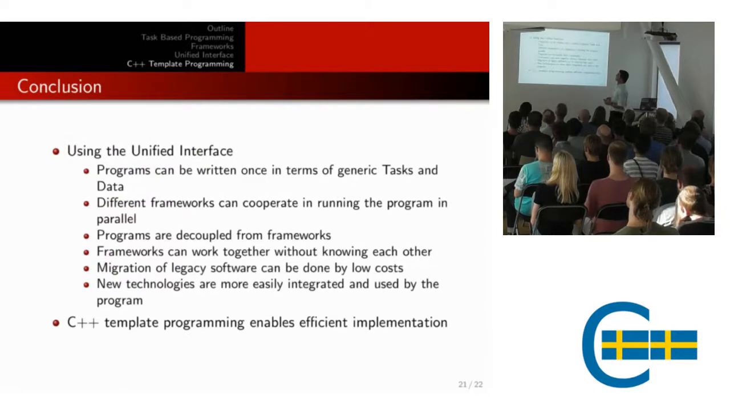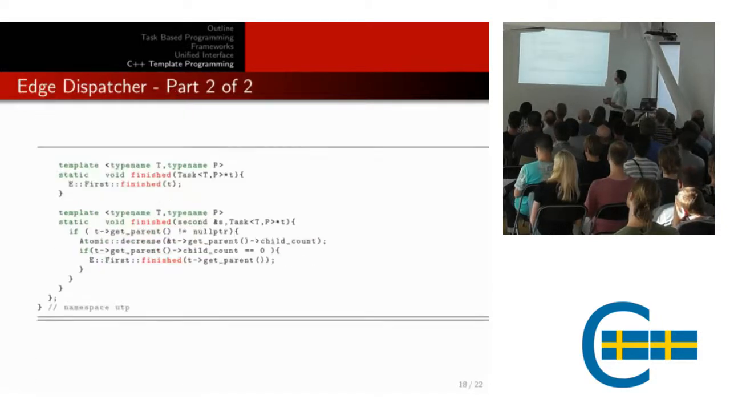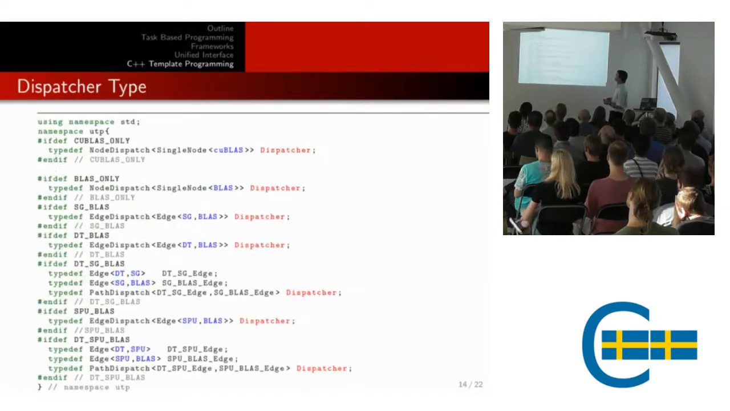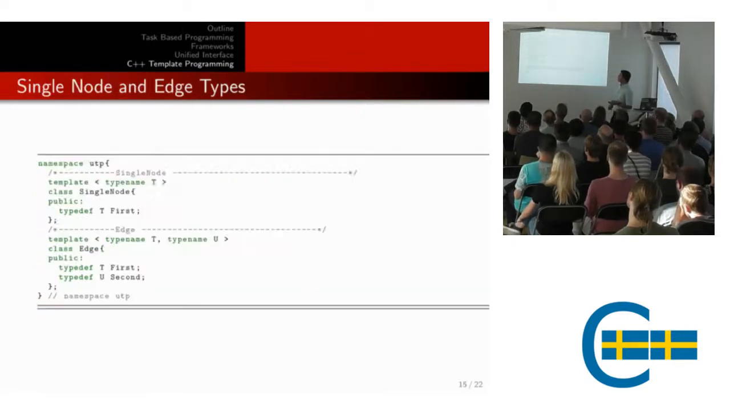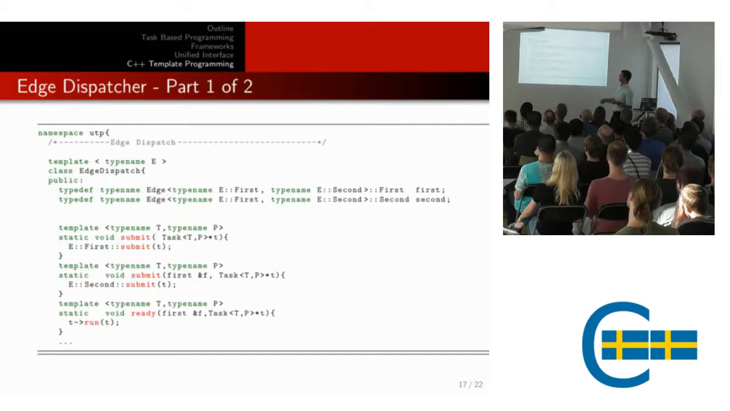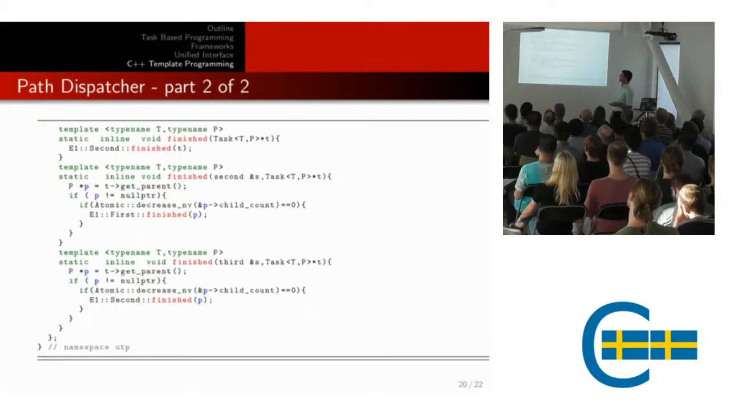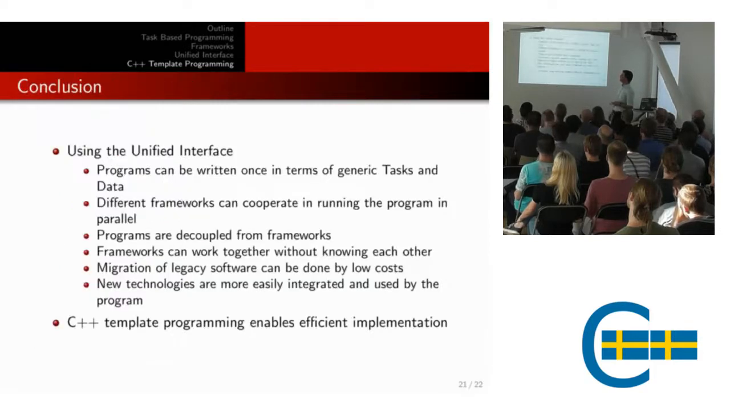As an example, let me go back to the dispatch definition. Here are the first and second things that we have talked about, that they are wrappers around existing frameworks. So the dispatcher is written once. It can be used with different frameworks, and it can connect different frameworks together. Here I just do some hierarchical task flow.